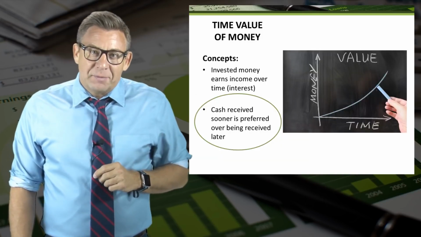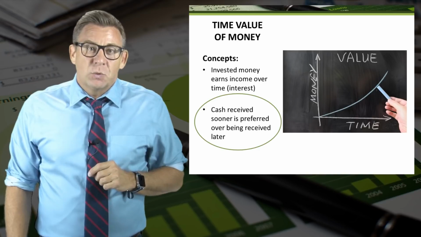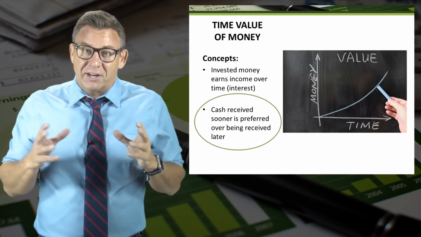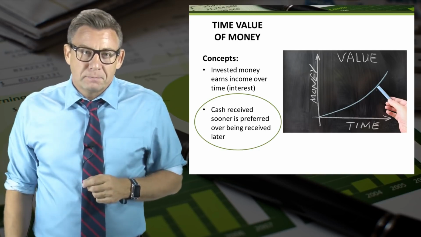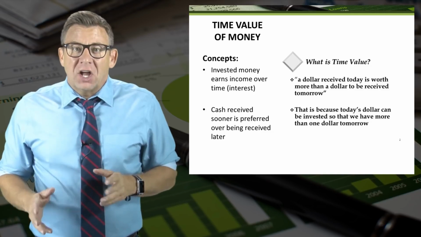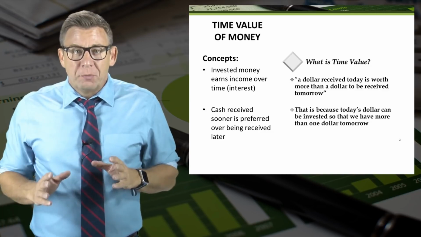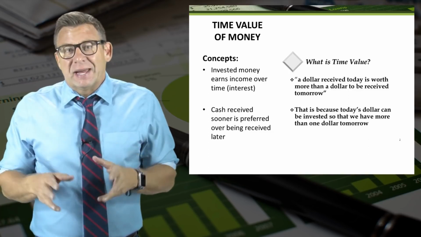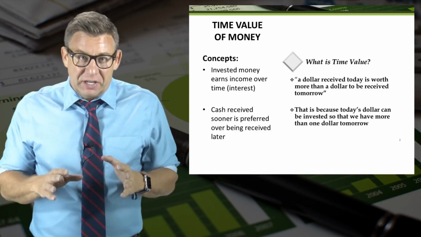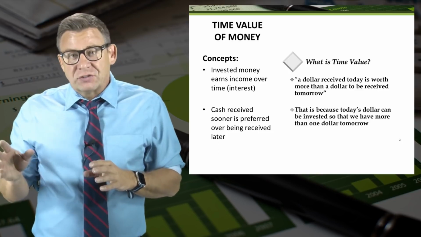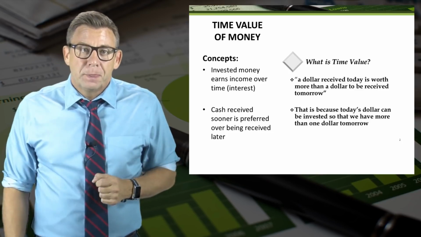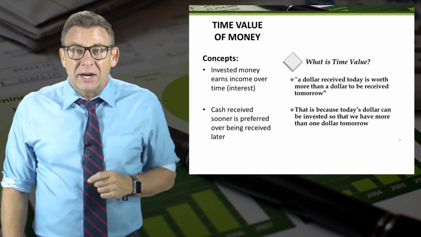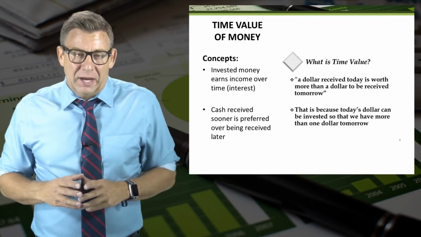The other basic concept of the time value of money is we would prefer to receive cash sooner rather than later. This is because a dollar received today is worth more than a dollar received tomorrow. Or perhaps a better example is $1,000 received today is worth more than $1,000 received next year. You all know this to be inherently true, even if you don't know why.